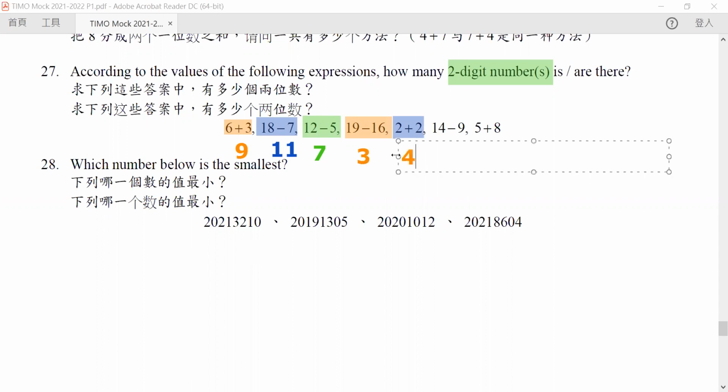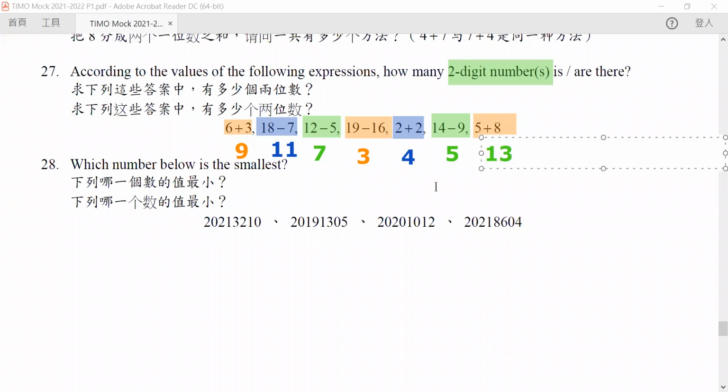Now, there's only one way to see whether or not it is a 2-digit number, which is to find the exact value of them. So there's no easy way of doing this question. You need to calculate each number separately. For our 14 minus 9, it is equal to 5, and finally for our 5 plus 8, it is equal to 13. Okay, so now in here, how many of them are 2-digit numbers?